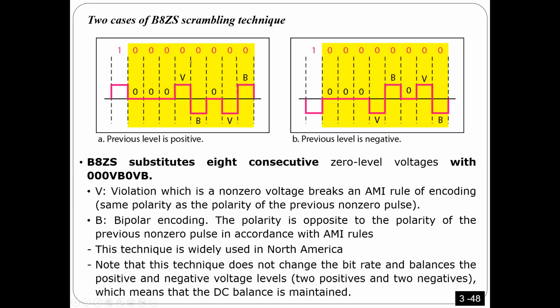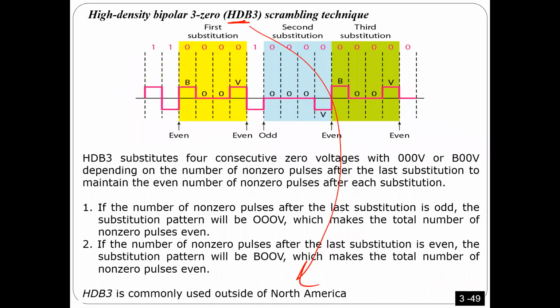Okay, the last one, which is almost exactly the same idea, we call HDB3. Here I'm going to use two patterns instead of one pattern. The first pattern is B00V. Here you have two patterns. One pattern is 000V, as you see here. The other pattern is B00V.